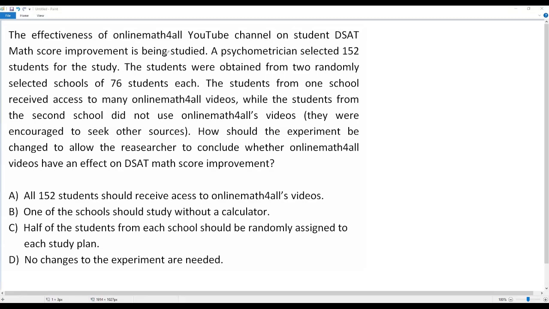Here we have a SAT math problem. Okay, let's go to the question. The effectiveness of online math for all YouTube channel on student DSAT math score improvement is being studied.